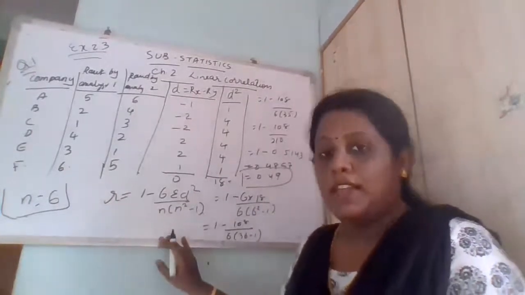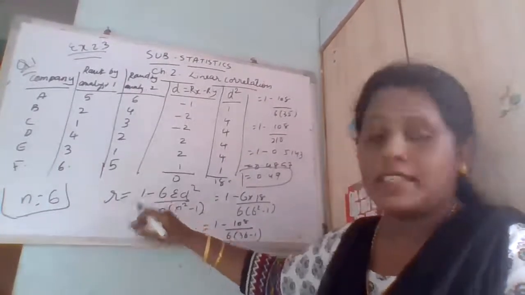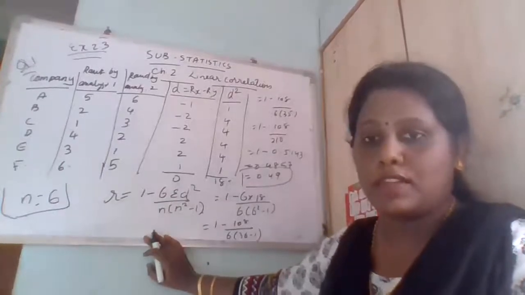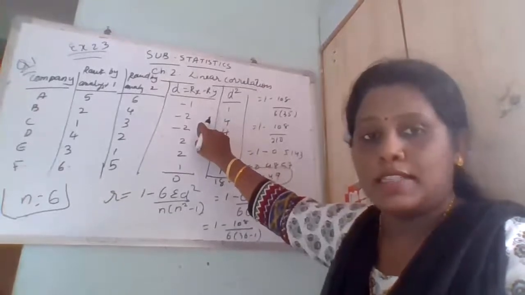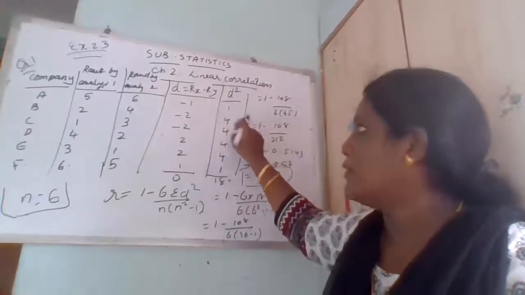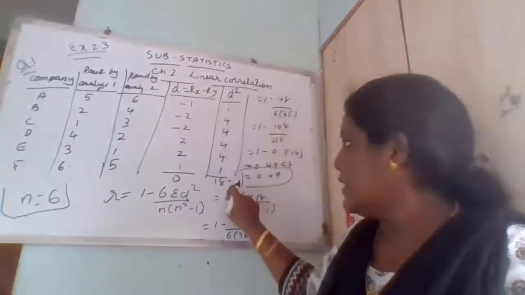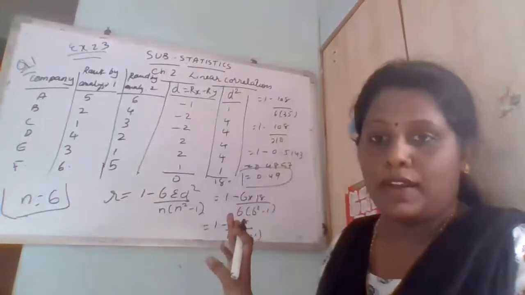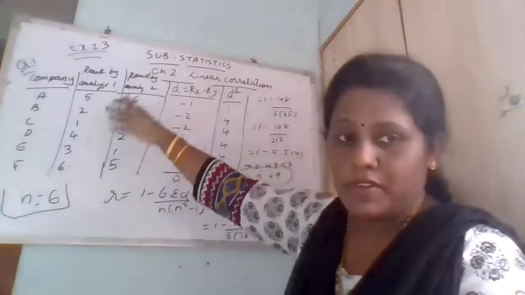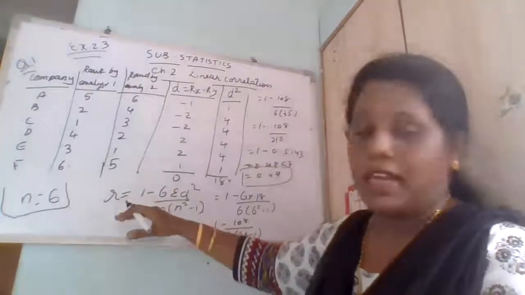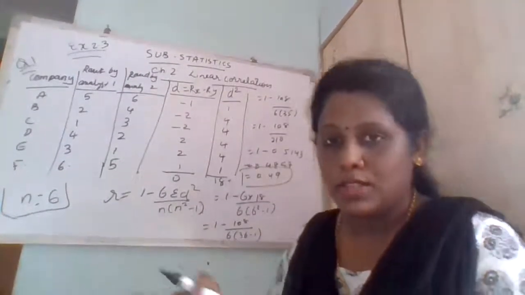Rank correlation is very easy because its formula is also very easy. R is 1 minus 6 sigma d square upon n into n square minus 1. The only thing is you have to find d. Formula of d is Rx minus Ry. Then you have to make the square of d, that is d square. So you only have to find sigma d square. N is already given, that is the number of observations, that is 6. Understood? Now one more sum I will do.